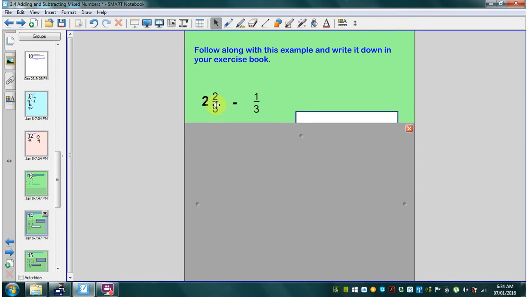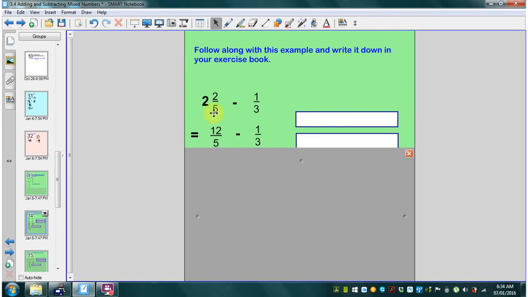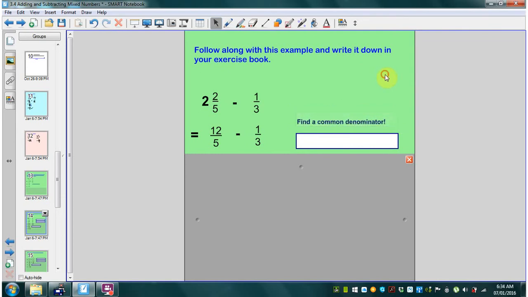Okay, so to convert that to an improper fraction, we look here. 5 times 2 is 10. 10 plus 2 is 12. 12 over our denominator of 5. Then we just bring down our subtraction sign, and we bring down 1 over 3. Okay, so here, and I want you to write that down alongside, we need to find a common denominator. Okay, this is like what we usually do. Once you convert, the steps are the same as what we usually do.